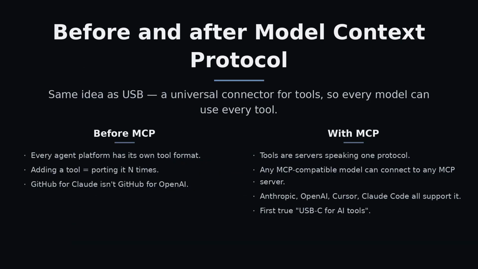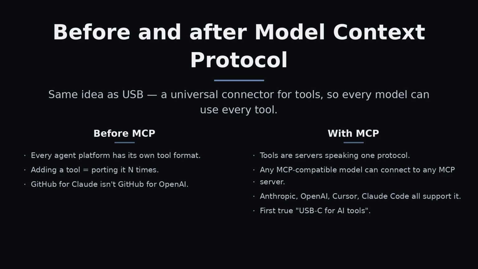Until recently, every AI platform had its own way of registering tools. A tool you wrote for one agent didn't work in another. In 2024, Anthropic released an open protocol called MCP, Model Context Protocol, that standardizes the tool interface. A tool becomes a small server speaking MCP, and any model that supports the protocol can connect to it. OpenAI, Anthropic, Cursor, Claude Code, and a growing list of platforms all support MCP now.